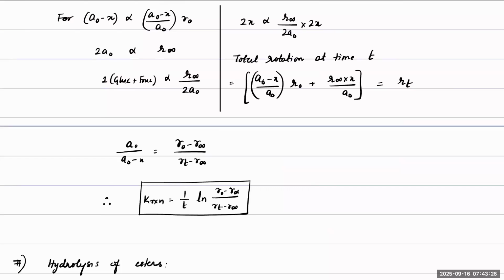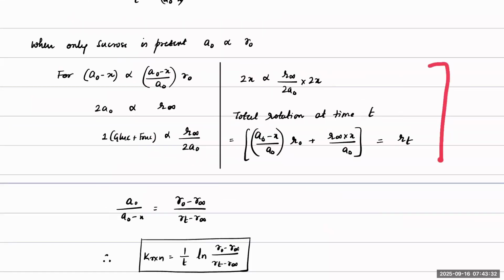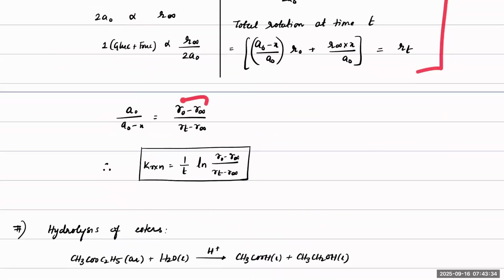So if I add all of that, you will get a naught by a naught minus x is this formula. Honestly, you don't have to worry about how we got this. You need to remember directly what the formula is. r naught is the rotation of only sucrose. r infinity is the rotation of only glucose and fructose after infinite time. r t is for all of them.